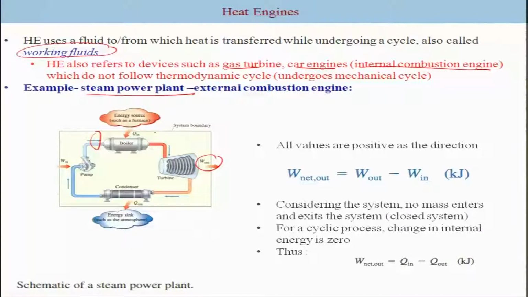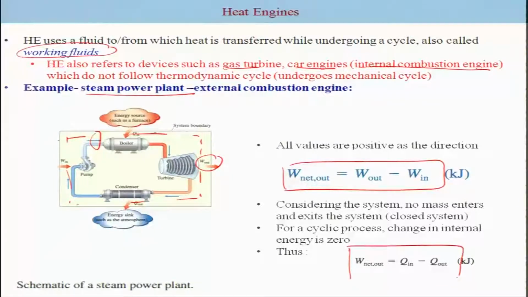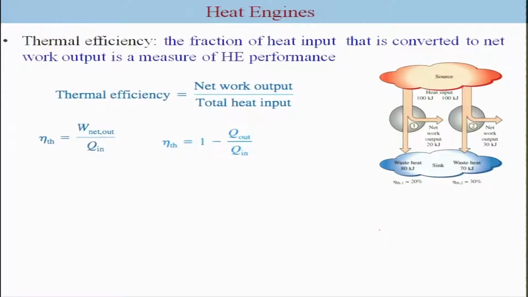If you do a simple balance here, you have the work out, W out minus W in, and this must be equated to the net heat in. So, based on the first law of thermodynamics, W net out should be equal to Q in minus Q out, and this is a closed system, which means no mass enters or exits the system. The other thing we have assumed is that delta U of the cycle is 0 because it is a cyclic process. So, how do you define the efficiency of a heat engine?